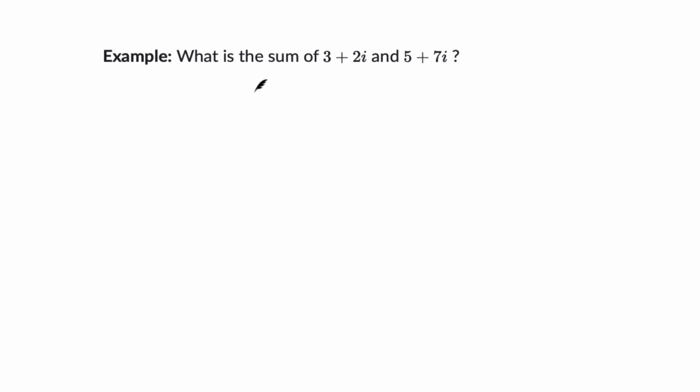Let's start with a very basic addition example. What is the sum of 3 plus 2i and 5 plus 7i? You treat it just like you treat simple algebra. It's like 3 plus 2x and 5 plus 7x. Don't be intimidated by the term i. That's the key. So we have 3 plus 2i plus 5 plus 7i.